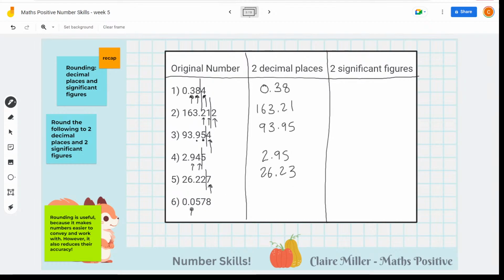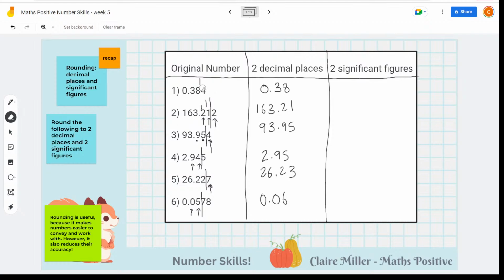And the last one, first and second decimal digit, and then the 7 is the decider. 7's bigger than a 5, so we're going to round up, so we get 0.06. Brilliant. All right, what about significant figures?